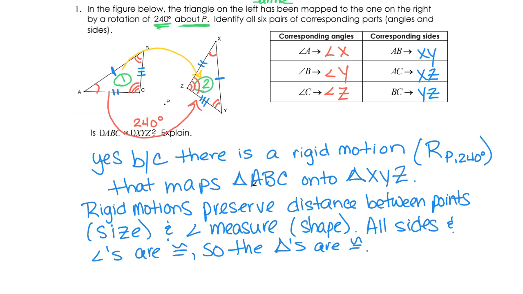Okay, a triangle's only made up of 3 angles and 3 sides, and so if all 3 angles are the same and all 3 sides are the same, the triangles have to be the same. Hopefully that makes sense.